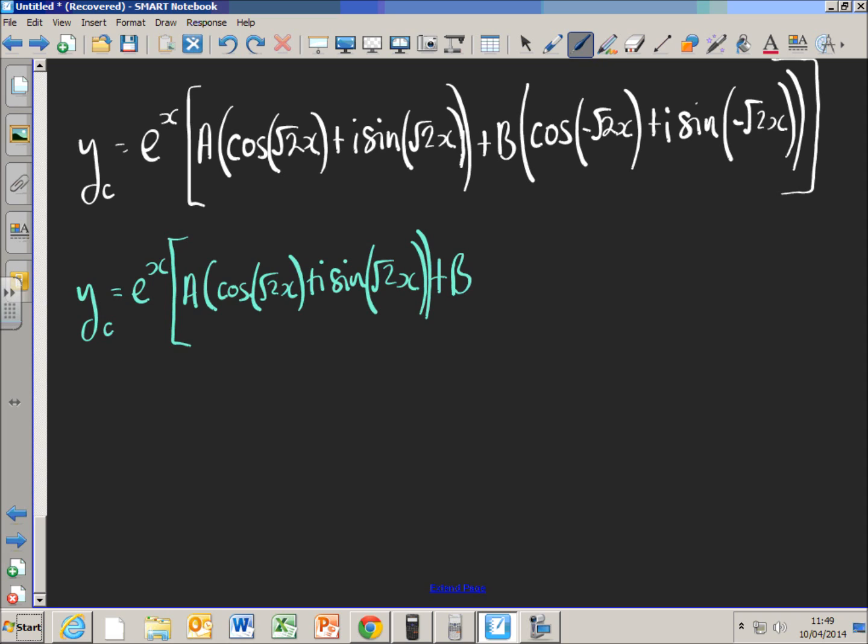But now let's see what we can do with this thing. Cos of minus root 2x, that's just cos root 2x. Yeah, that's just cos root 2x. And sine of minus root 2x becomes minus i sine. So I can get rid of that minus in front of there. And because it's minus inside, I can bring it out the front. Very good, Charlie. So it's minus i sine root 2x. Brill.